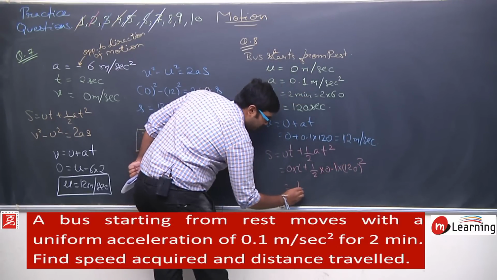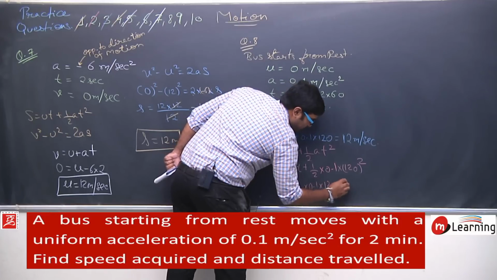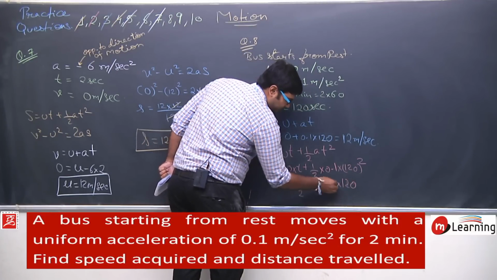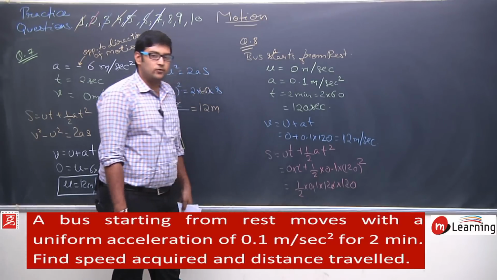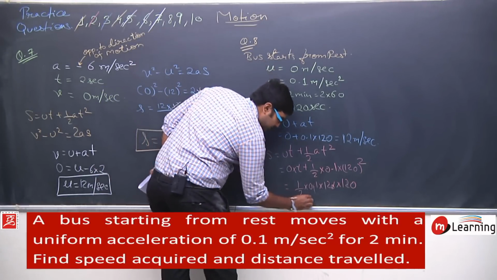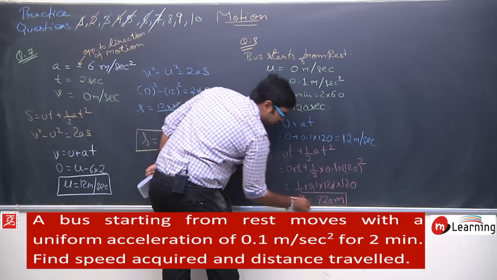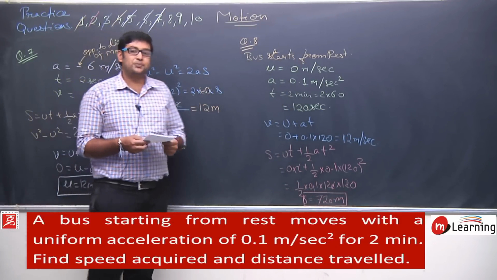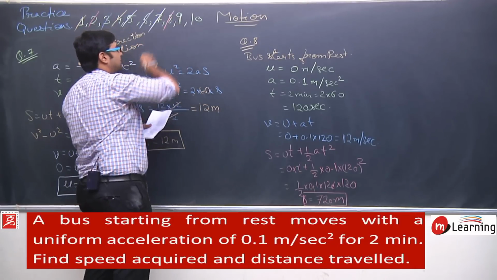So this will be 1 upon 2 into 0.1 into 120 into 120. Okay, so you can solve this, the 0.1 and this point will get cancelled. So 12 12s are 144. So 1440 upon 2. 1440 upon 2 is 720. So this comes out to be 720 meters. This is the distance travelled by the bus to attain this particular velocity. Okay, so this completes question number 8.